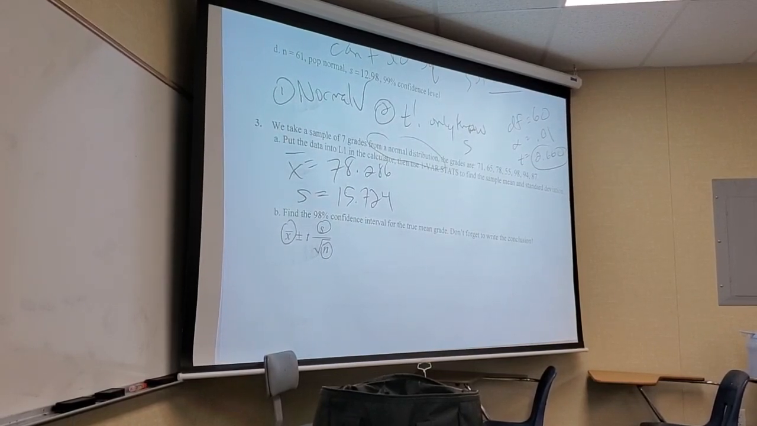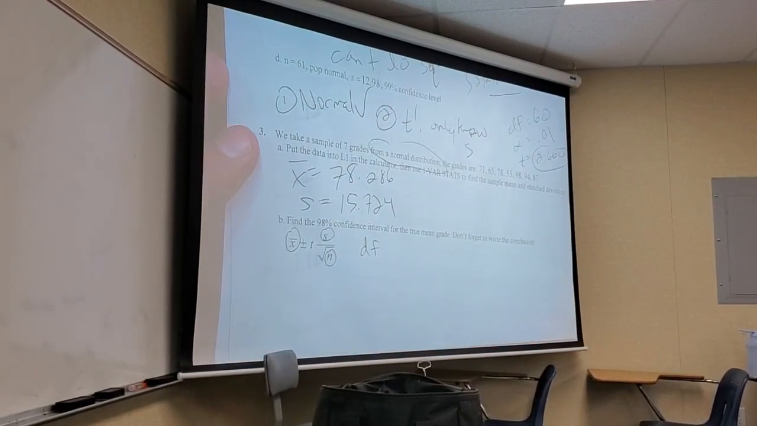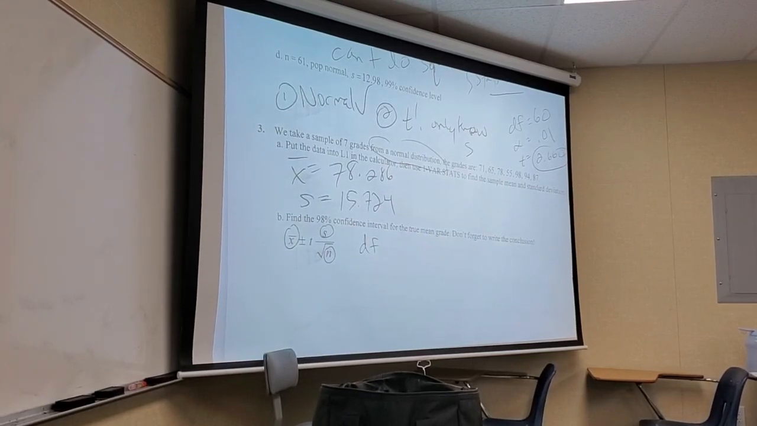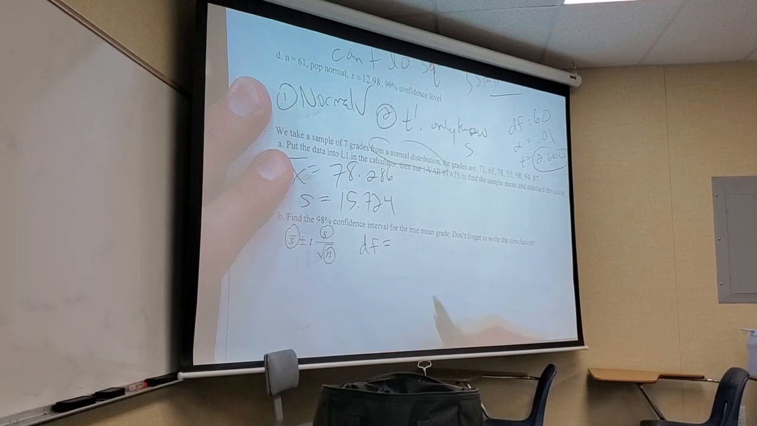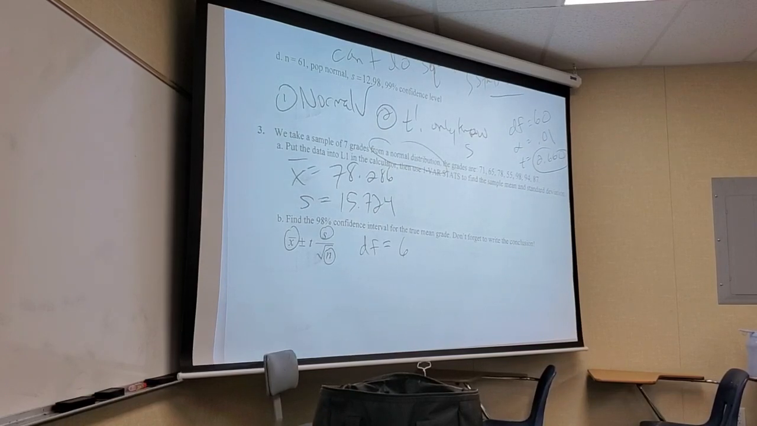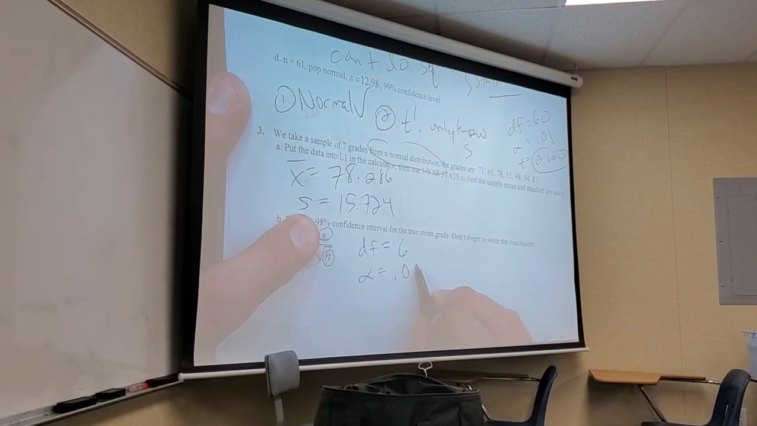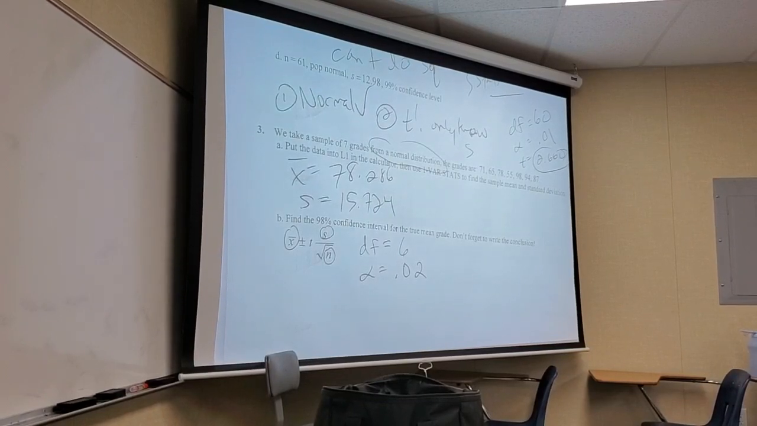Okay, so what's the one thing we don't know yet? T. What's the degrees of freedom? And actually, I kind of jumped the gun here. Why are we using a t-score? So 2 things. I only know the sample standard deviation and the population is normal. Degrees of freedom, what's that? 6. It's always n minus 1 for these kind of problems. And what's alpha? 0.02. 2% outside. If there's 98% inside, there's 2% outside.